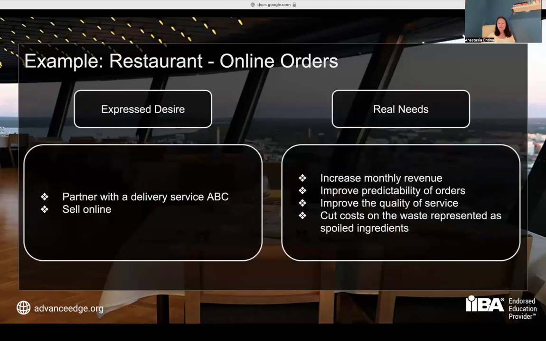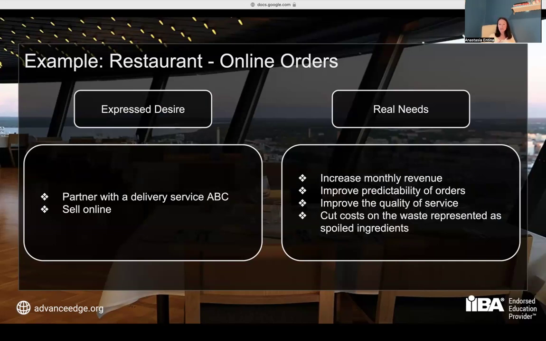So the business analyst starts analyzing, sorry for using the same word, the current state, asks questions, collects information, and sees that the expressed desire is to partner with the delivery service ABC and sell online, while the real needs are the following. Well, yes, we want to increase monthly revenue, but if we just partner with a delivery service ABC, does it necessarily mean that we will increase our monthly revenue? No, probably not, because probably no one will be buying from us in that delivery service. Probably the restaurant is not well known yet. Probably the prices are going to be too high for the delivery service compared to other restaurants that are placed there. So it doesn't really help us with our real need.